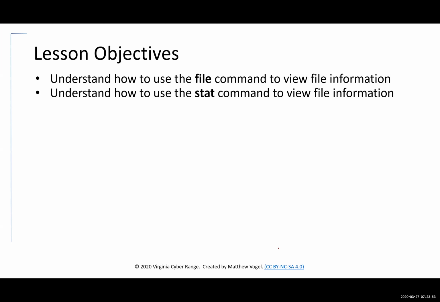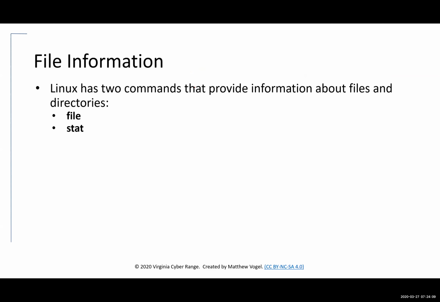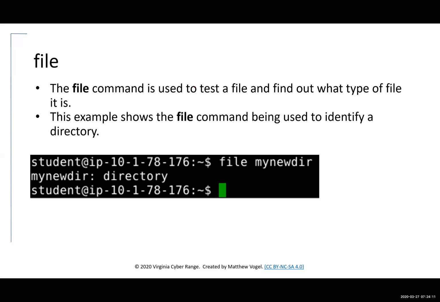So we're going to look at two different commands on the Linux command line. The file command is going to give us some information about a file, and then the stat command is going to give us some different information about the file. So these are two commands that are useful to get info about a file. The file command is used to test a file and find out what type of file it is.